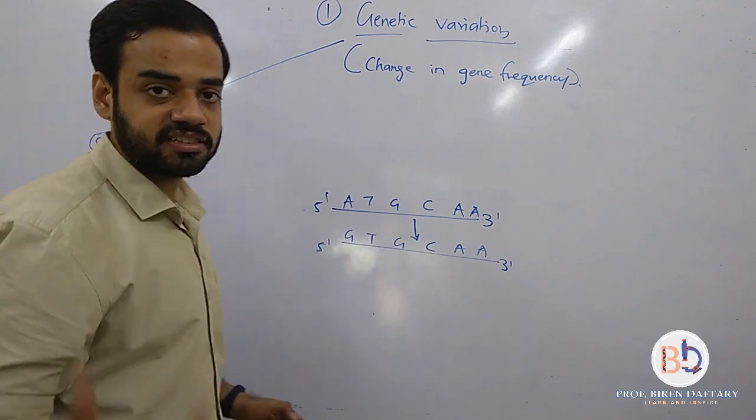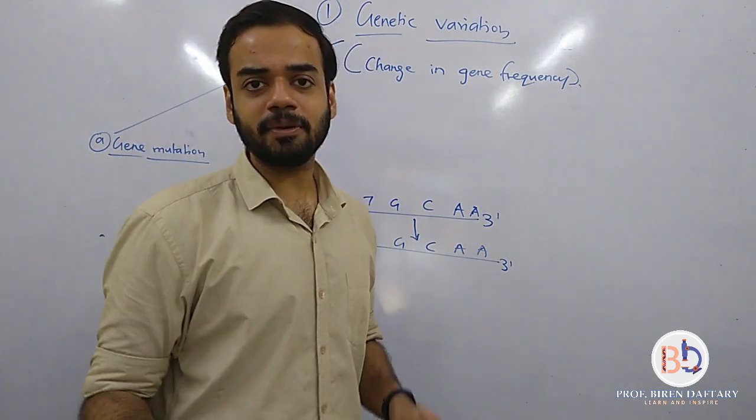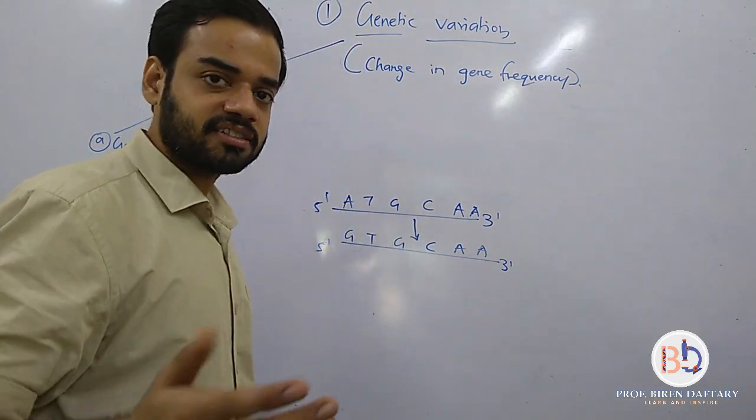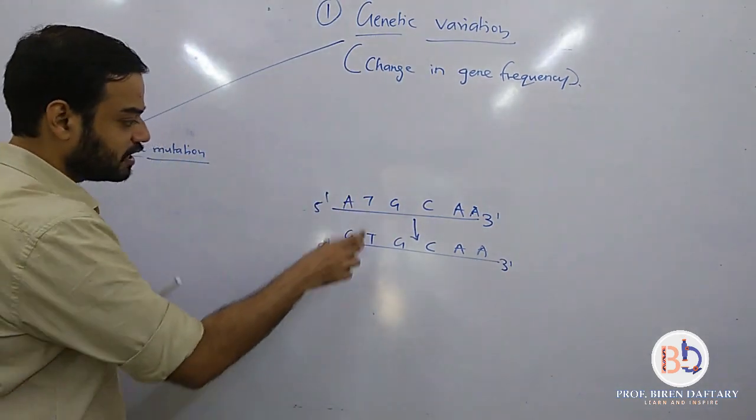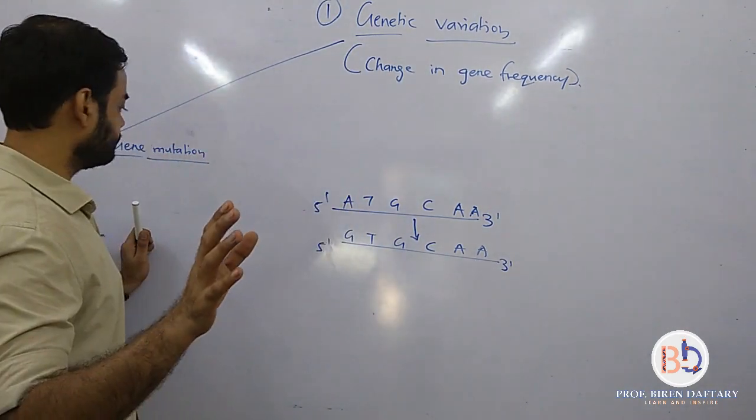Is this clear? Why is this change happening? It is just happening randomly. Mutation just happens at random. It is by pure chance. So this is called mutation.